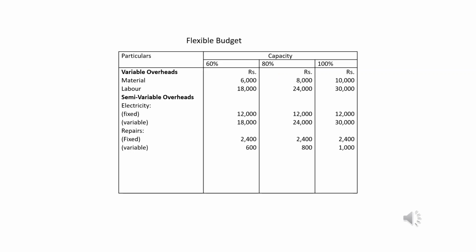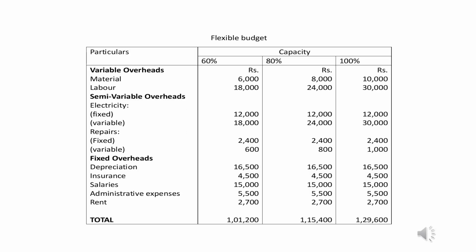So now we can write semi-variable overheads here by separately showing fixed and variable element for both electricity and repairs, like we just calculated in working notes. So lastly, you can write fixed overheads for all the three capacities as given in the question, because we know their nature is fixed. So that means they will not change even though the capacity is changing, and thereafter we can make the total of expenses or overheads, we can say, for all the three columns, that is the given capacities. That's all for today.